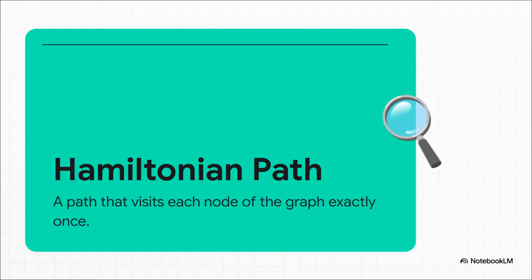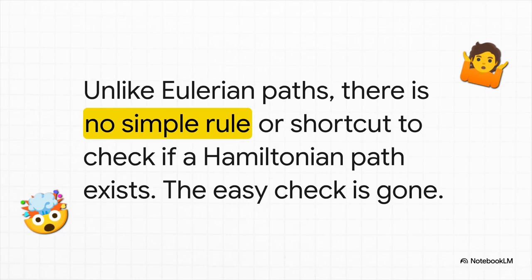Now the goal here, totally different. We don't really care about the edges anymore. We don't have to use all of them. Our mission now is to visit every single node, every landmark on our map, exactly one time. And here is the kicker, the big twist. Unlike with Eulerian paths, there is no simple rule. No magic trick for counting degrees, nothing. The easy shortcut is just gone.